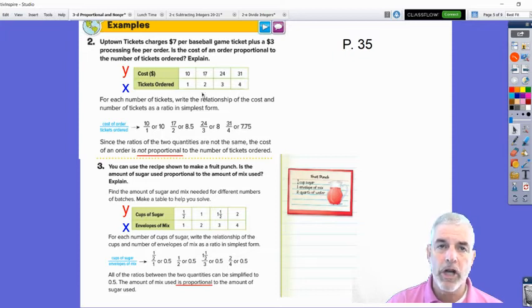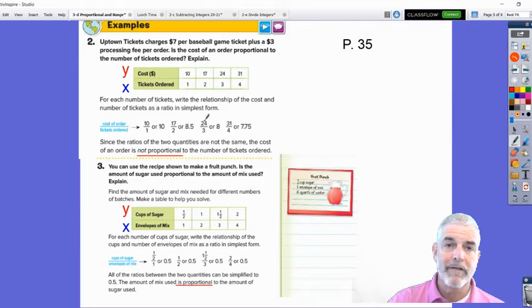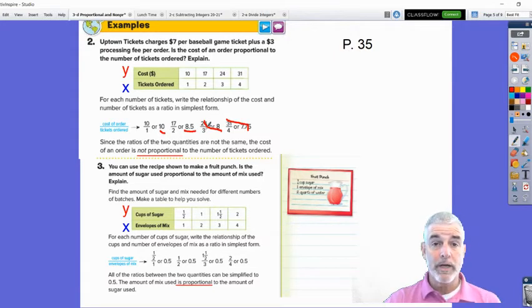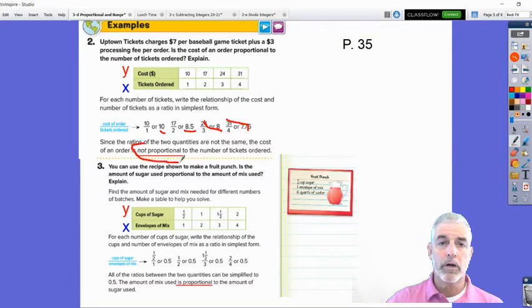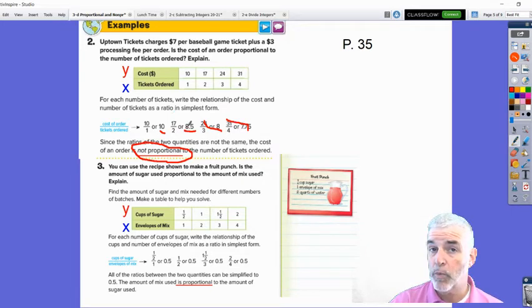Well, is the ratio of cost divided by the number of tickets always constant? Well, 10 divided by 1 is 10. 17 divided by 2 is 8.5. Right there, it's not constant. You don't even have to do the rest, because as soon as you get 2 answers that are not the same, this 10 and this 8.5, you can answer the question. It is not proportional, right? All you have to do is show 2 ratios not equal, and then you can answer the question. That's your explanation, this work right here.